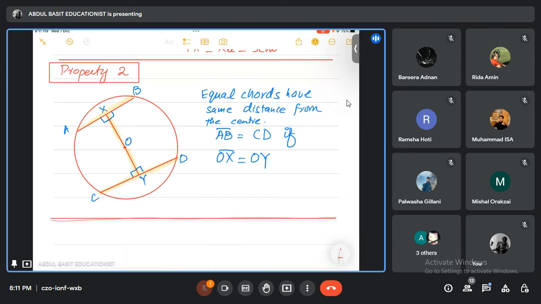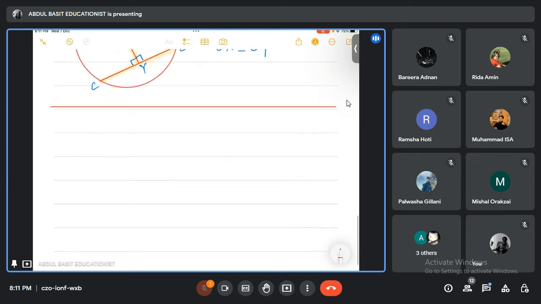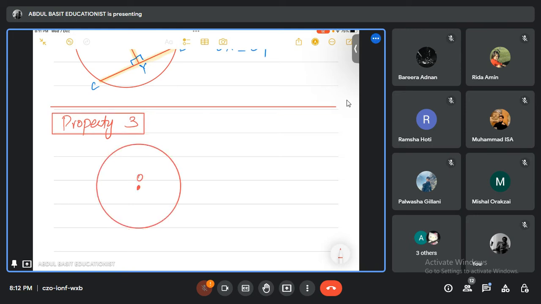Okay. Now I'm proceeding towards the third property, property number three, and it is the easiest property of the circles. According to this property, if there is a circle with center O and there is a tangent which is passing from outside the circle.